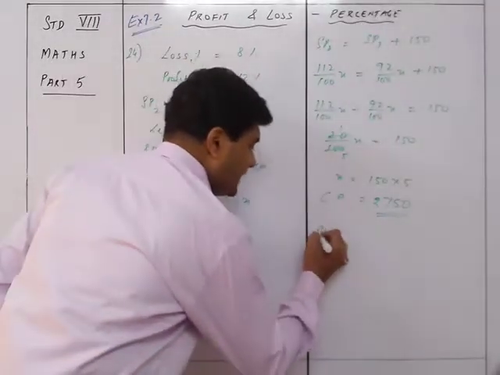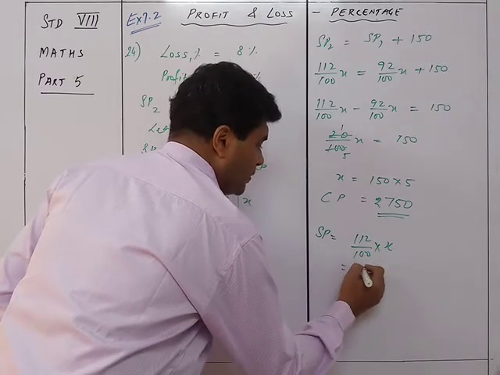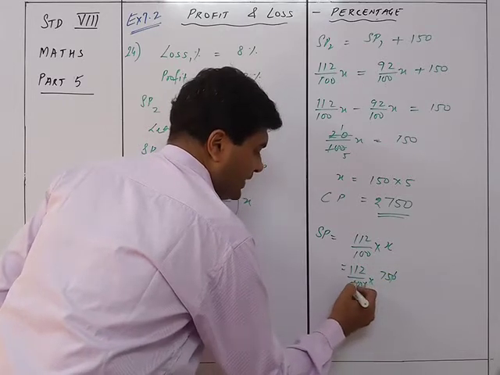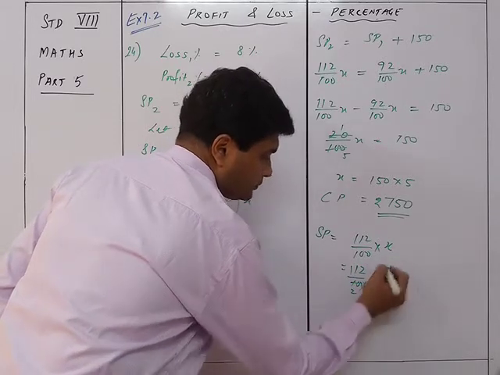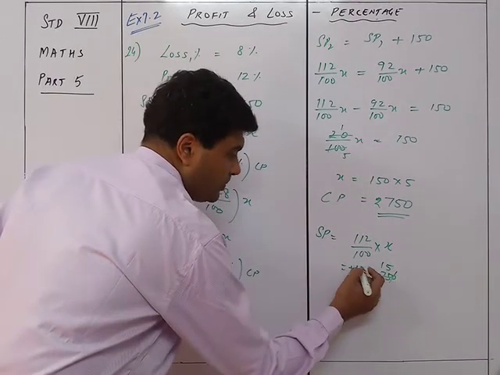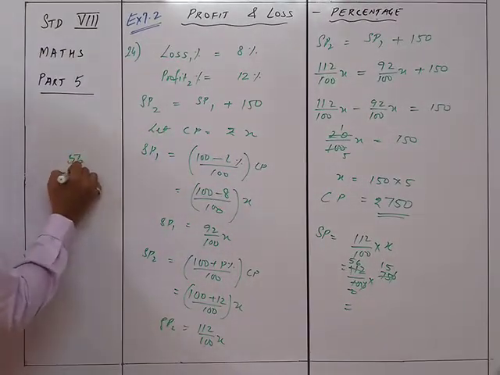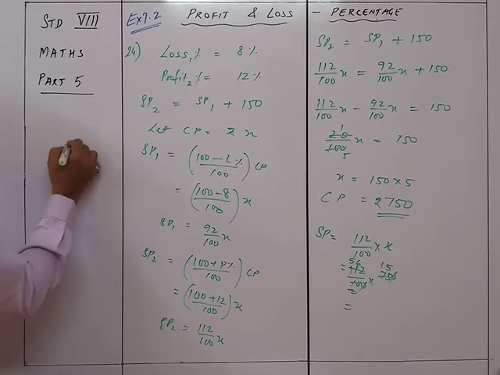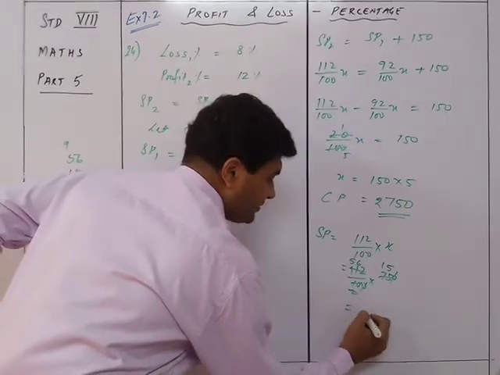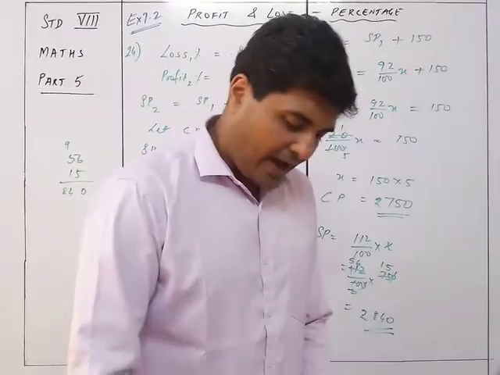So accordingly, selling price is equal to 112 upon 100 into X, is equal to 112 upon 100 into 750. So that will be 5 2s are 10 and 5 15s are 75. Okay, 15 by 75, and this is going to be 5, and then 56. So that will be 56 into 15, 15 6s are 90 and 5 by 75, 840. So that will be rupees 840. So she will be selling the purse at 840.